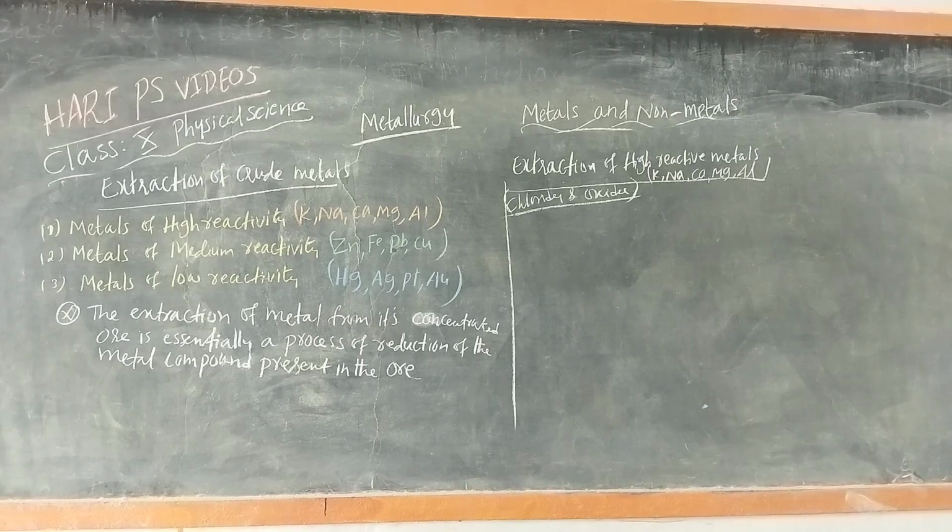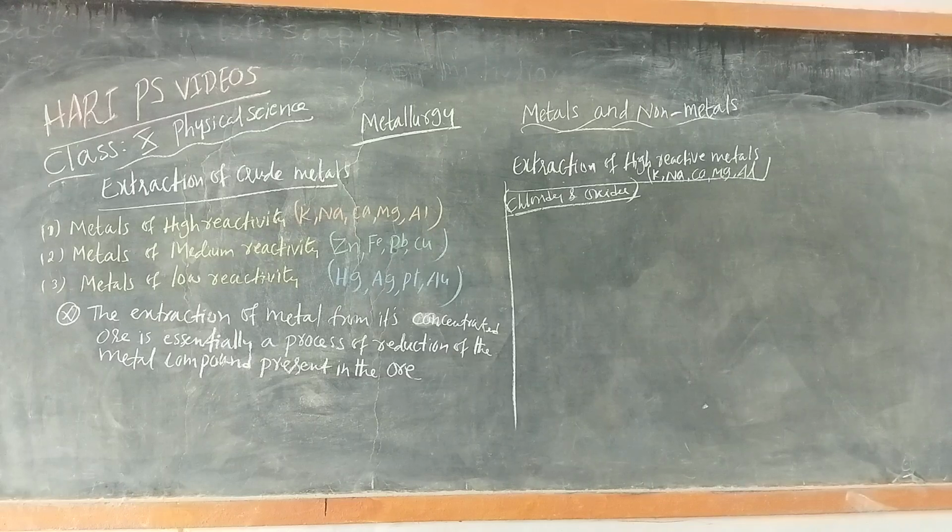Right? So next topic, extraction of crude metals. For the purpose of extraction of metals from the concentrated ores, we can group all the metals into the following three categories. They are metals of high reactivity: potassium, sodium, calcium, magnesium and aluminum.